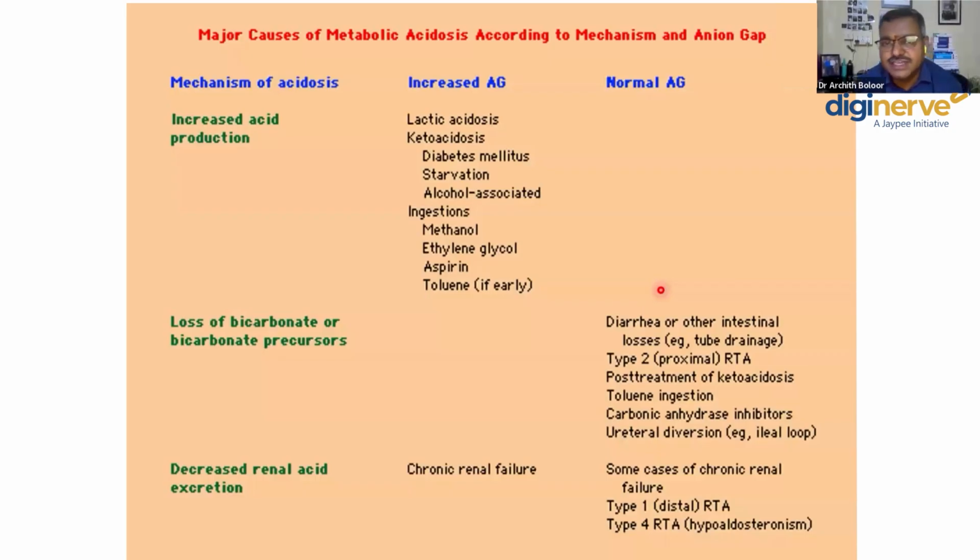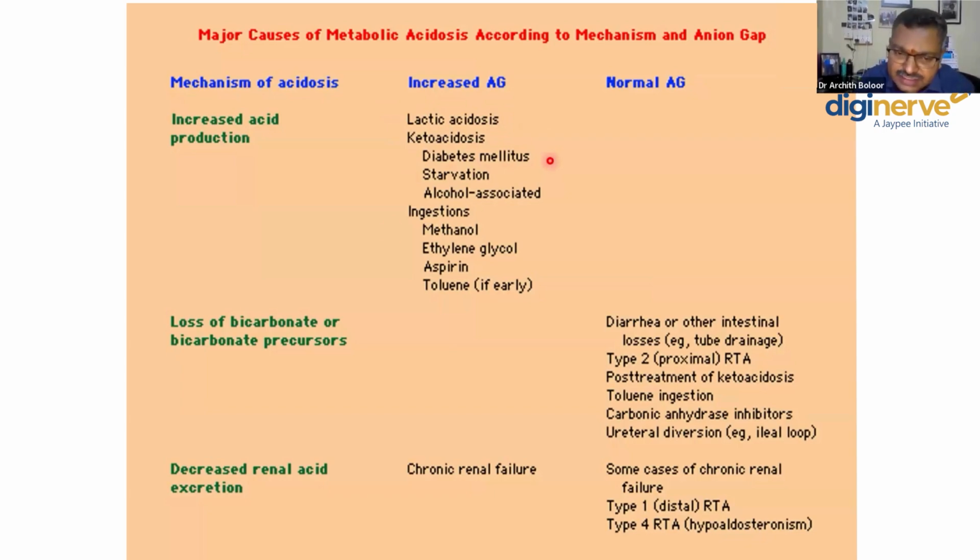So as we said, we have increased anion gap in these causes. Lactic acidosis, where the lactate is being produced. Most common is sepsis. You can have it due to drugs, due to hypotension, due to acute kidney injury, due to acute heart failure, muscle breakdown. Ketoacidosis is very important. Please remember diabetes is an important cause, but please don't forget the other two causes, that is the starvation and alcohol associated ketoacidosis. Next is the ingestion: methanol, ethylene glycol, toluene and aspirin. These are the ones in which increased anion gap acidosis happens.